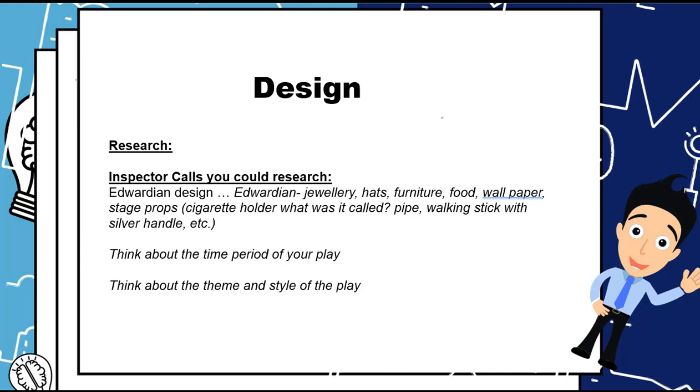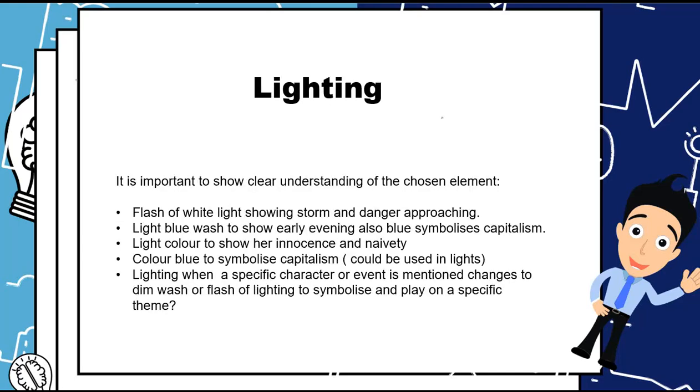Let's marry them together. If we're looking at lighting, it's important, remember, to show a clear understanding of the chosen element. So with costume we talk about materials, we talk about colours. With lights, here are a few examples. A flash of white light showing storm and danger approaching. Light blue wash to show early evening. Also blue symbolises capitalism. A light colour to show her innocence and naivety.